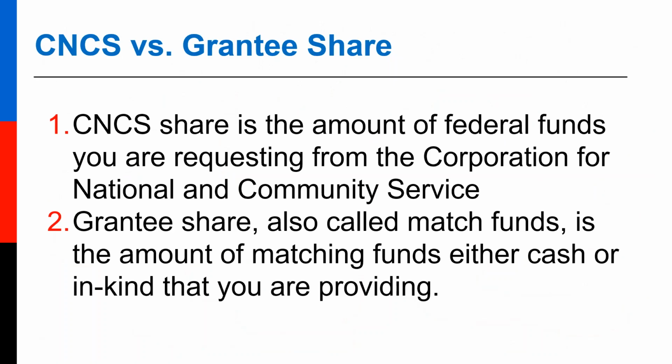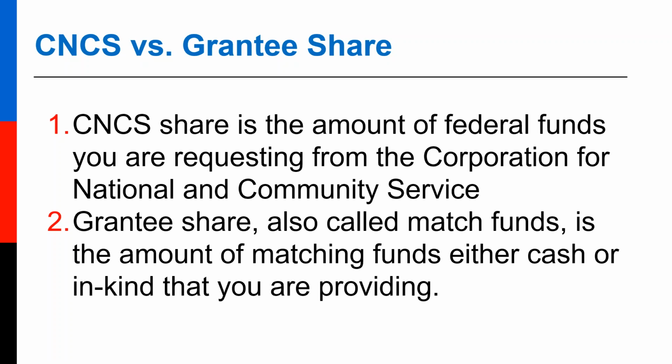So we've talked about the different sections within the AmeriCorps budget, and now we will talk briefly about the 2 columns you will find within the AmeriCorps budget. For cost reimbursement budgets, there are 2 columns marked CNCS share and grantee share. And let's talk briefly about what these mean.